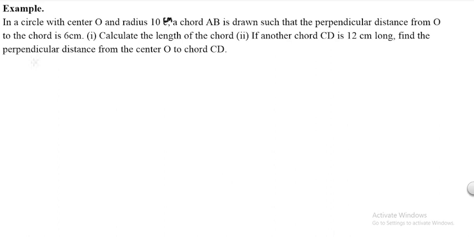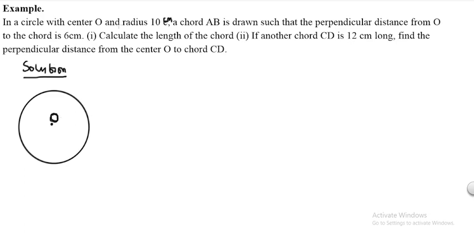So first of all, I'll write out the solution here. Secondly, I'll try to interpret this question as a circle. Okay, so I'll draw out my circle here. Say this is my circle. We are told that in a circle with center O, let's say this is the center of our circle, and radius 10 centimeters. So the radius of this circle is 10 centimeters.